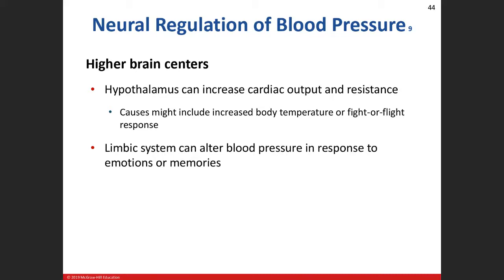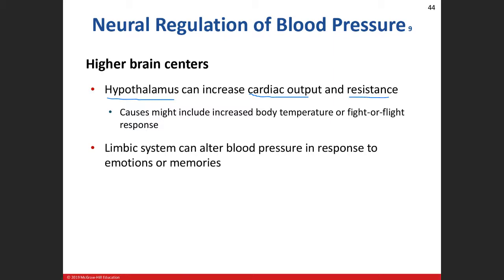Okay, so when we get up into the central nervous system, especially into the higher brain centers, of course we have to involve the hypothalamus. And our hypothalamus is going to initiate some of these changes on its own by increasing our cardiac output and resistance.